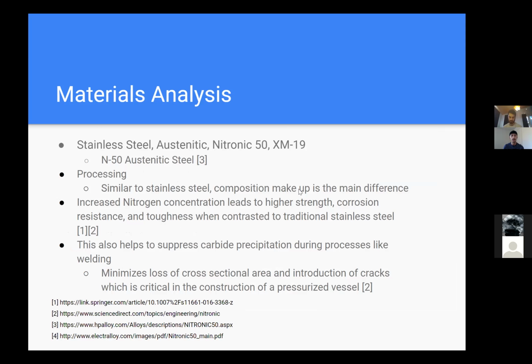But the really, really cool thing about it is that during the welding step, it helps suppress carbide precipitation, which is basically when we're welding, there's a chance that we might introduce carbide, and then that would maybe introduce cracks, which is really bad down the line because we're making a pressurized vessel. So overall, N50 steel has proved to be really, really good for submarine vessels.